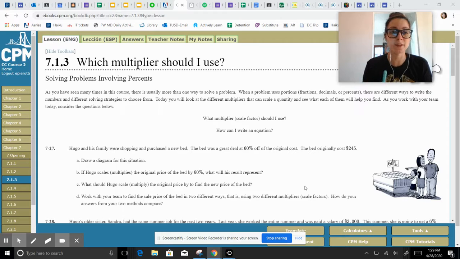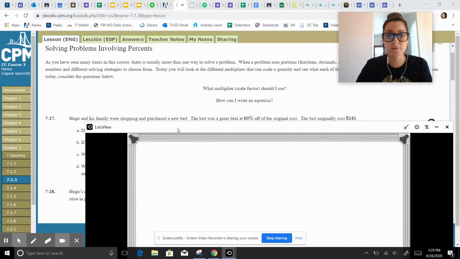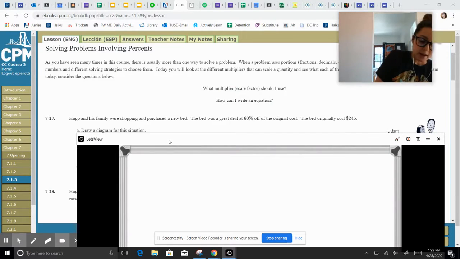So the first problem that we're going to be looking at is 7-27, and this is going to be a model of a percent discount. As you can see in the picture, Hugo and his family are looking at purchasing a new bed, and it is 60% off. So that means that it's a sale price. The first thing that we're going to do is draw a diagram for this situation so that we can see what we're actually solving for. In your notebook, I would like you to draw this along with me. Again, this is for problem 7-27.